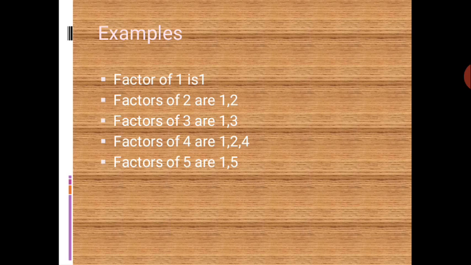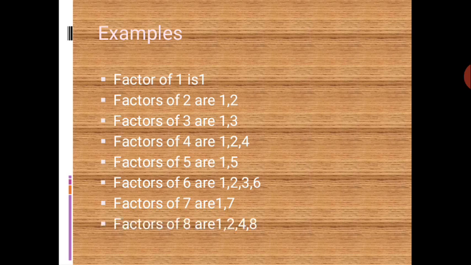Factors of 2 are 1 and 2. Factors of 3 are 1 and 3. Factors of 4 are 1, 2 and 4. Factors of 5 are 1 and 5. Factors of 6 are 1, 2, 3 and 6. Factors of 7 are 1 and 7. Factors of 8 are 1, 2, 4 and 8.